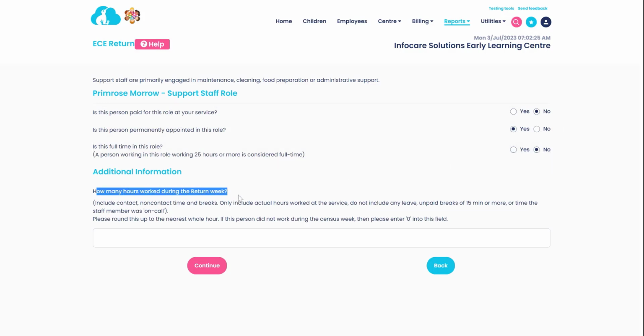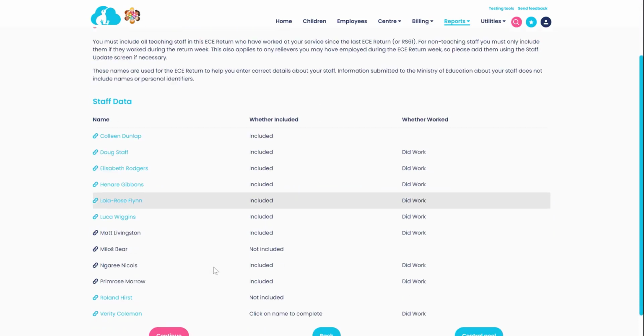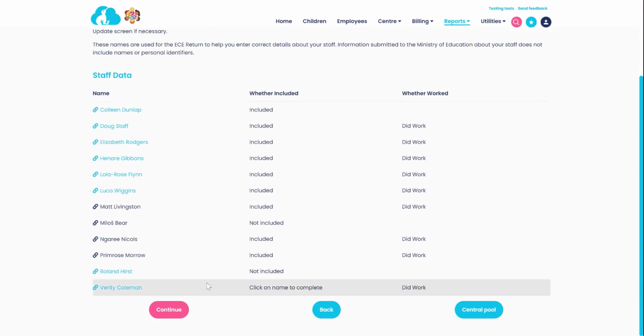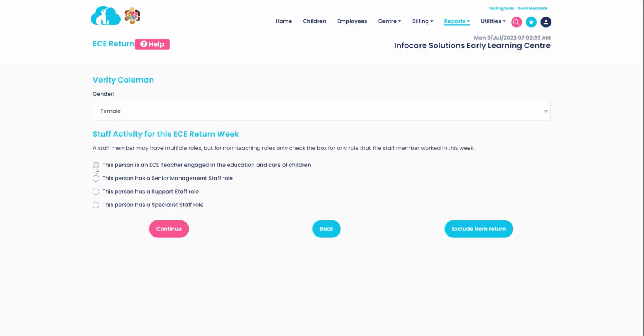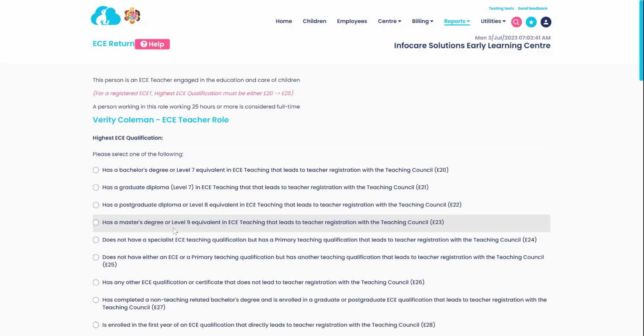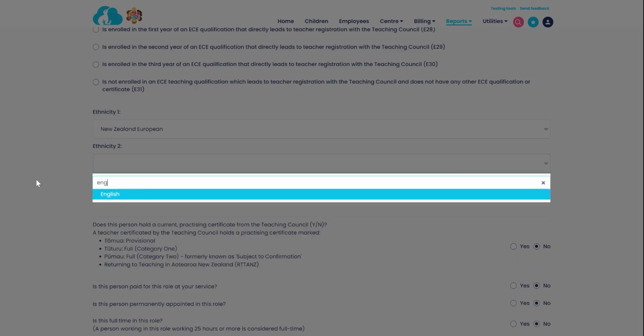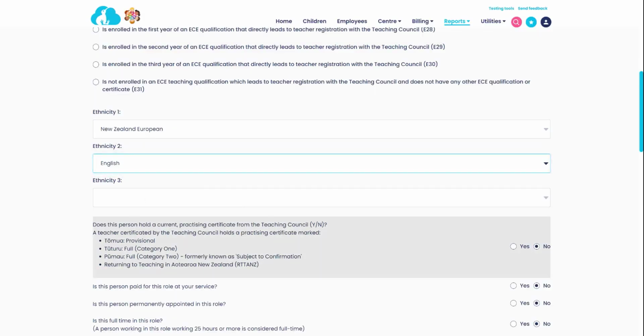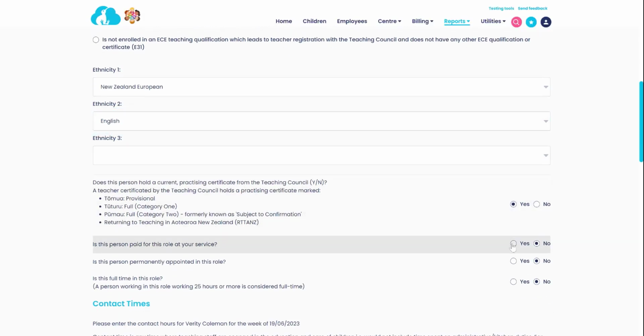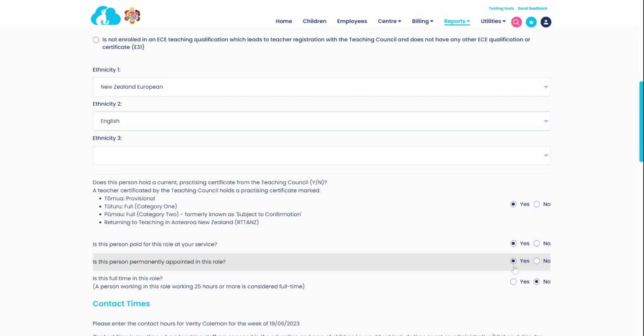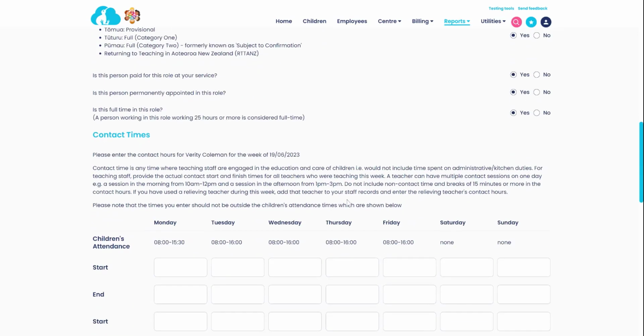How many hours did they work during return week? I'm going to say they worked 25 and continue. So that staff member is now included as well. And we've got our very last person in the list to complete. Yes, and continue. Has a bachelor's degree. There's our ethnicities. If you want to select some more, as we've said, you can. And then just answer the right questions pertaining to the staff member.